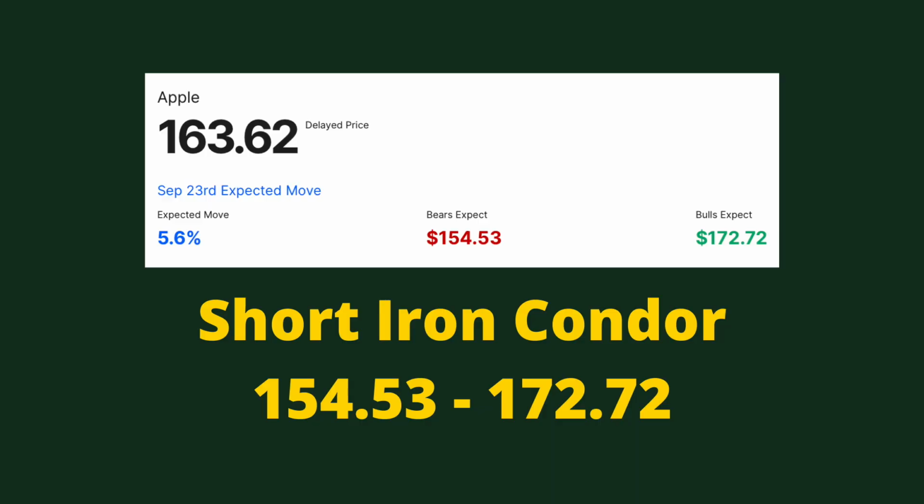Or if I think that Apple stock won't go outside of its expected range, I could open a short iron condor by using the expected range prices and opening a call credit spread at the top strike prices and a put credit spread at the lower strike prices.